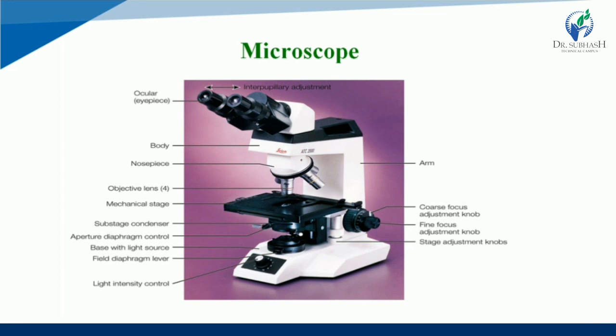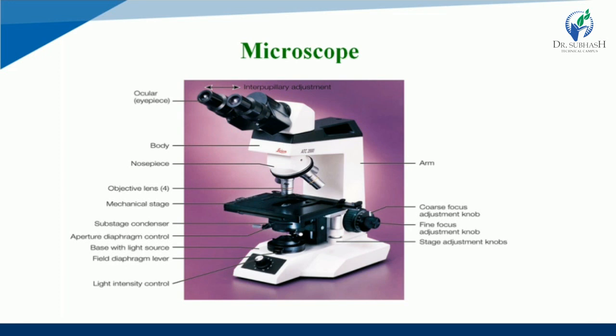Next one is fine adjustment knob. What is the role of fine adjustment knob? It is used to view finer details of objects or specimen. So it is particularly useful to view the fine details of objects.